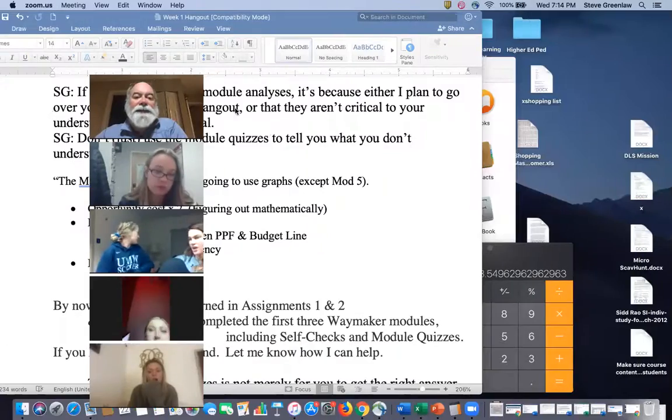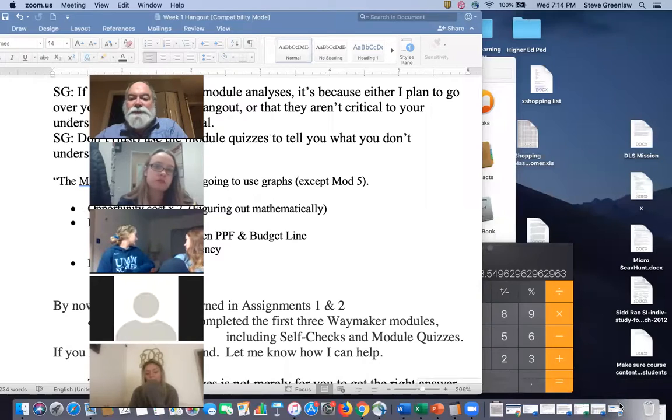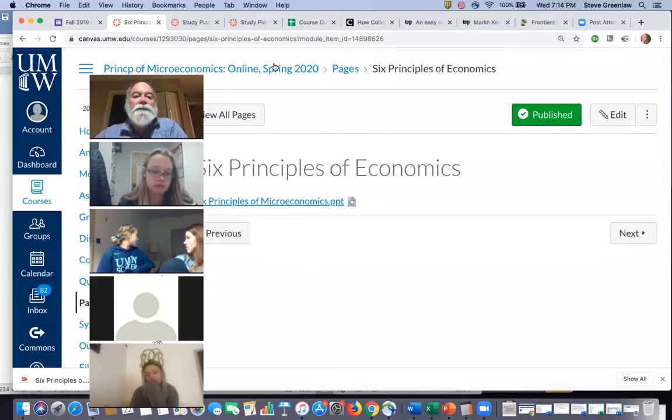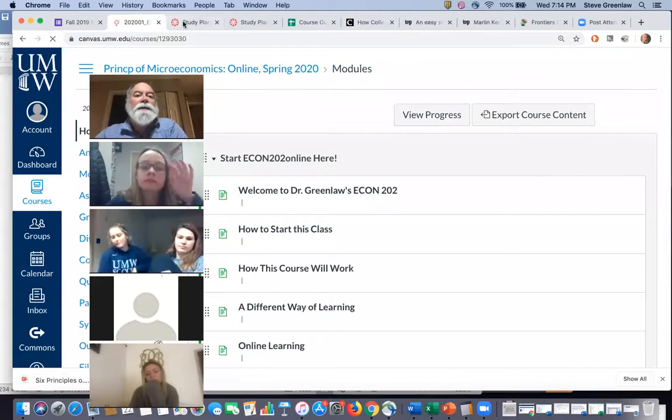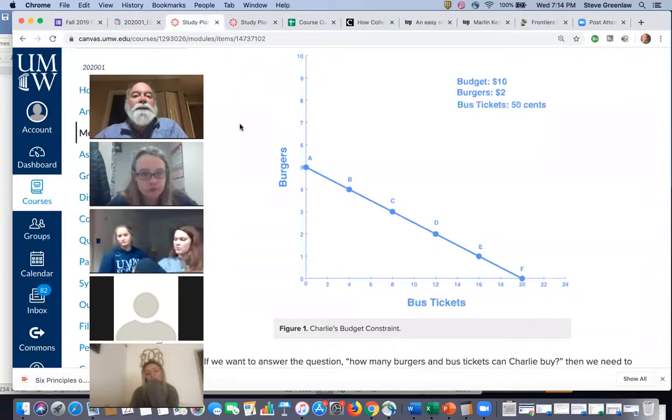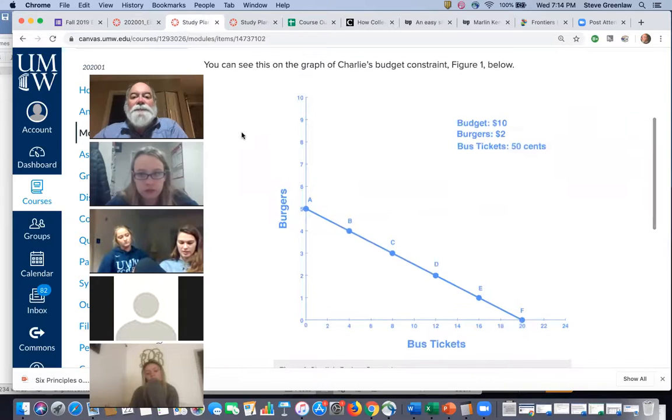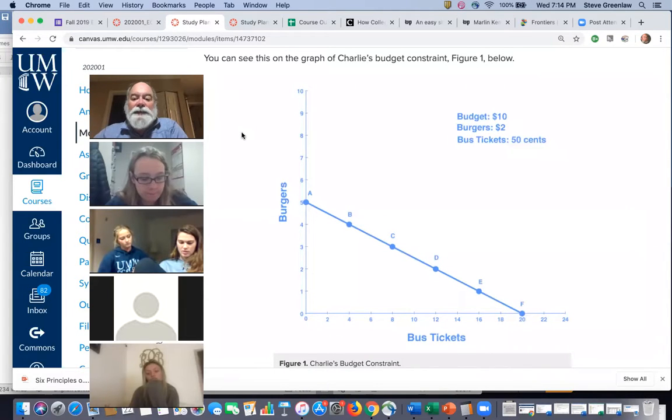If you don't understand what I tell you, then please, by all means, call me out and ask me to go over it again. All right, so first, let's go back to the modules because they have the pretty pictures. Here we go. All right. Okay, first here. Here is a picture of the budget constraint or the budget line.